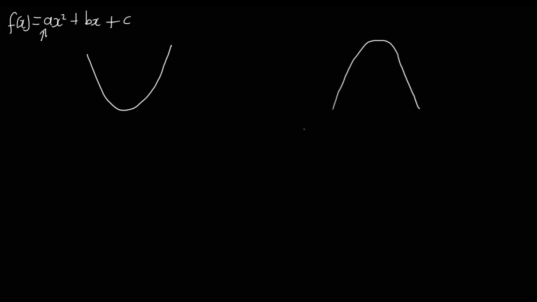downward. Now the graph of a quadratic function, this shape that I've drawn, is what we now call a parabola. So the parabola is just the graph of a quadratic function.